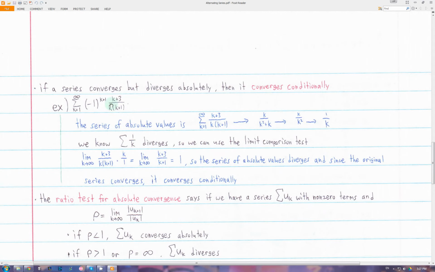And if we have a series that converges normally but diverges absolutely, such as the alternating harmonic series that we saw earlier, then it's called a conditional convergence.